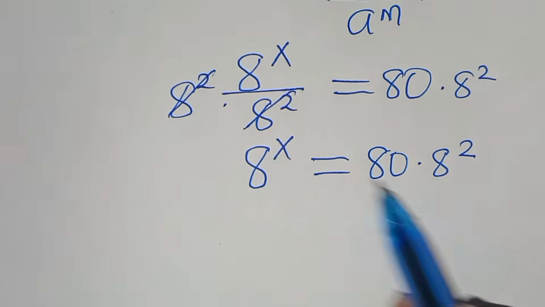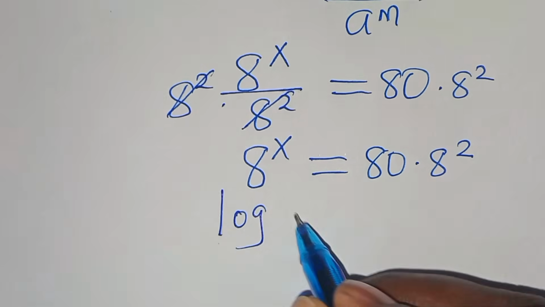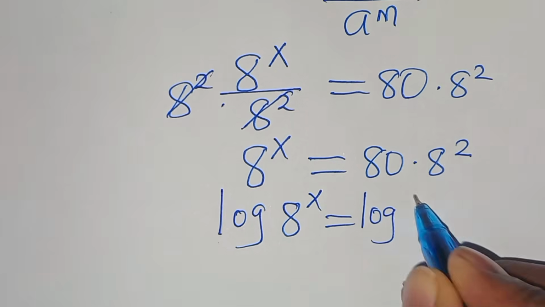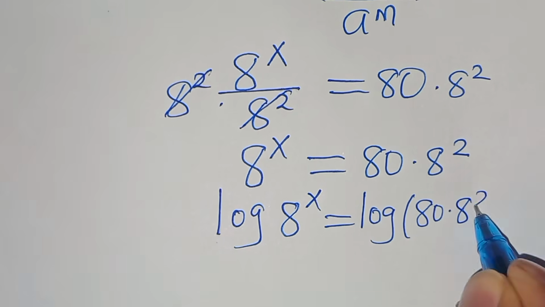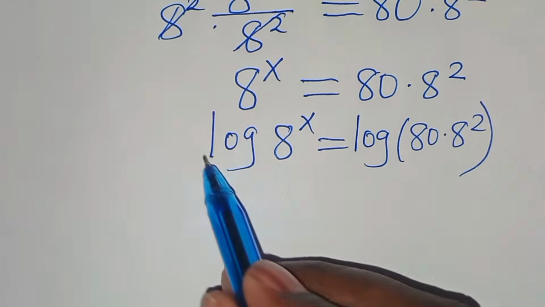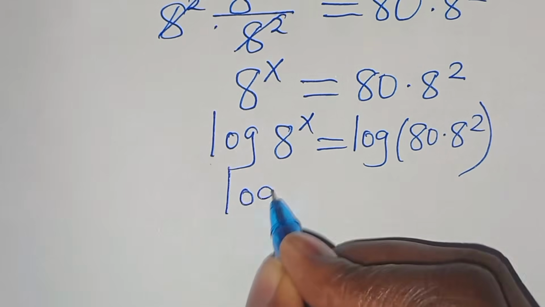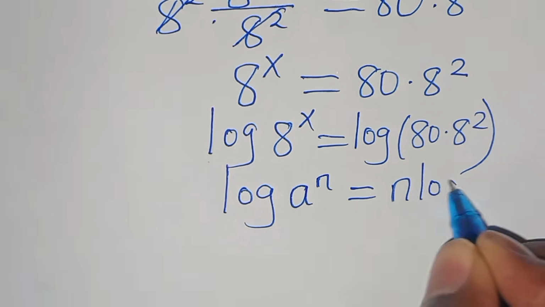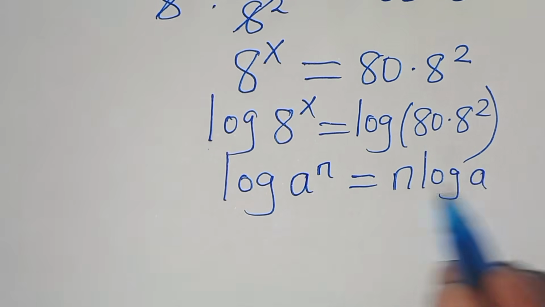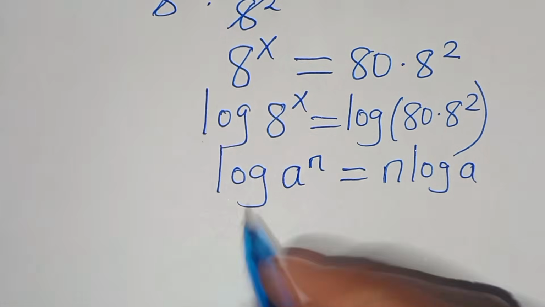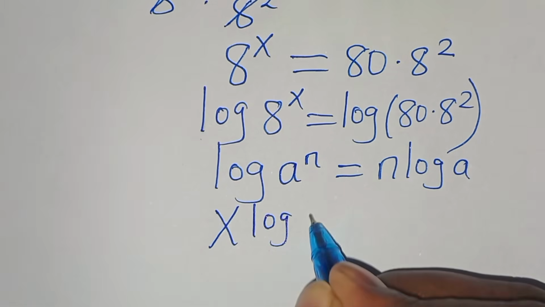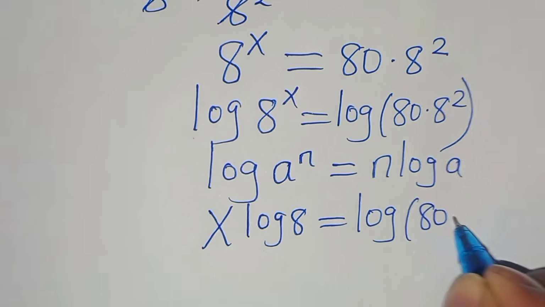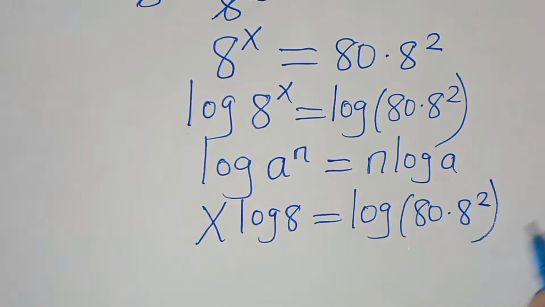To solve for the value of x here, we introduce logarithm on both sides. We have log 8 to the power of x. This is equal to log 80 multiplied by 8 to the power of 2. So log 8 to the power of x, this is in the form of log a to the power of n, which we can express as n log a. So applying this power rule property, then log 8 to the power of x becomes x log 8. This is equal to log 80 multiplied by 8 to the power of 2.